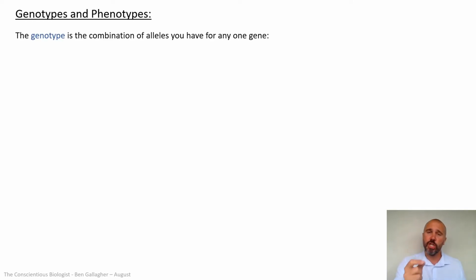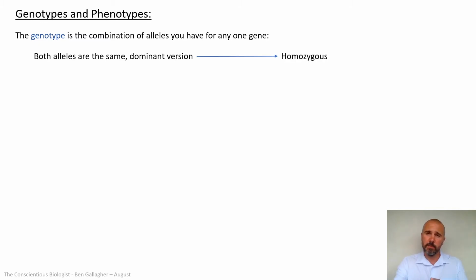Okay, we're going to look at something called genotypes and phenotypes now. So two more keywords. There's lots of keywords in genetics, but I'll break them all down again. So genotype is the combination of alleles you have for any one gene. I'm going to make that more clear because remember, you've always got two.